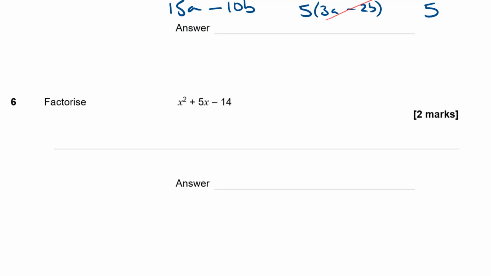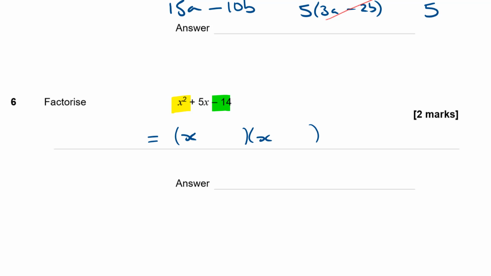Question 6. Factorise x squared plus 5x minus 14. Okay, so we've got a quadratic. It should factorise into a double bracket if it's going to factorise. Now my first term is x squared, which means I must have an x here and an x here, which multiply together. If I did FOIL on those brackets, first, outside, inside, last, I'd multiply the first with the first, and that would give me the x squared. Now, I would also multiply the last with the last, and that would give me negative 14.